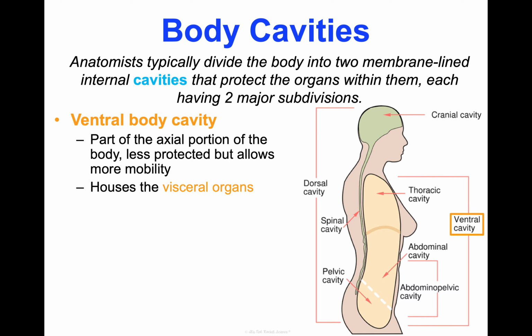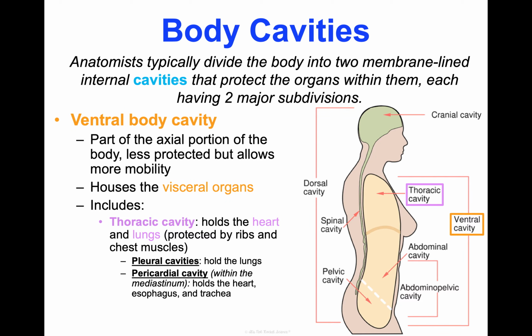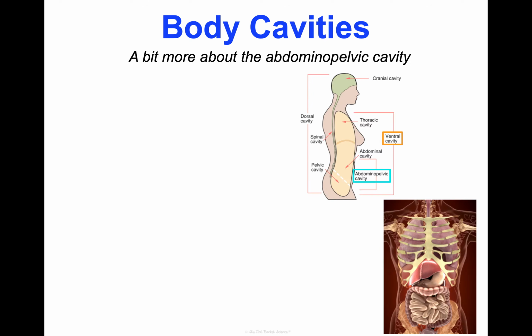It's housing all of your visceral organs, so a lot of your internal organs within there. And it makes up your thoracic cavity, which holds your heart and your lungs, and which can be subdivided even further into your pleural cavities, which hold your lungs, and your pericardial cavity, which holds the heart, esophagus, and trachea. And then it could also be subdivided into your abdominopelvic cavity, which holds your abdomen and your pelvis.